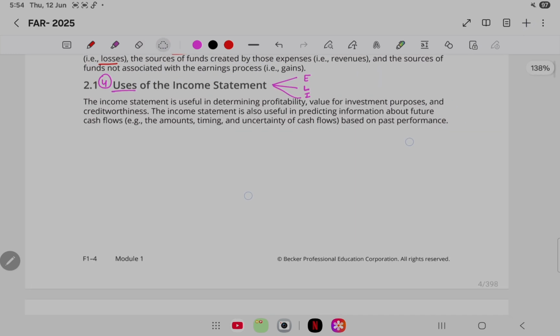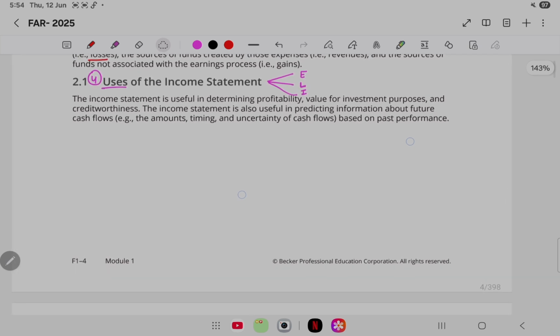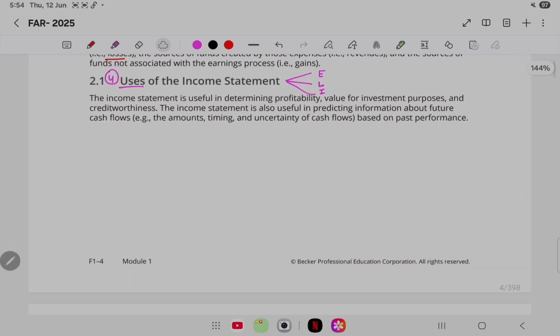Coming back to the uses of the income statement. The income statement is useful in determining profitability, value for investment purposes, and creditworthiness. The income statement is also useful in predicting information about future cash flows, their timing, amounts, and uncertainty, based on past performance.